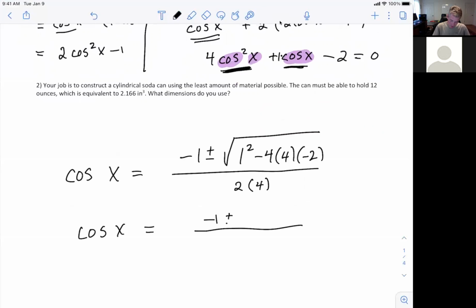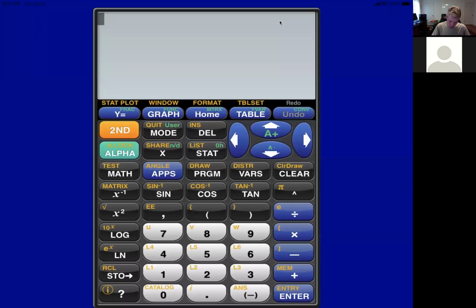So let me simplify this a little bit and I'll put it in the calculator. So 1 squared would be 1, and then a negative times a negative will be positive, and this is going to be 16 times 2 is 32. So inside the square root, there's a 33. And then it's divided by 2 times 4, or 8. So for that, I need a calculator. So negative 1 plus the square root of 33, and then that whole thing gets divided by 8.